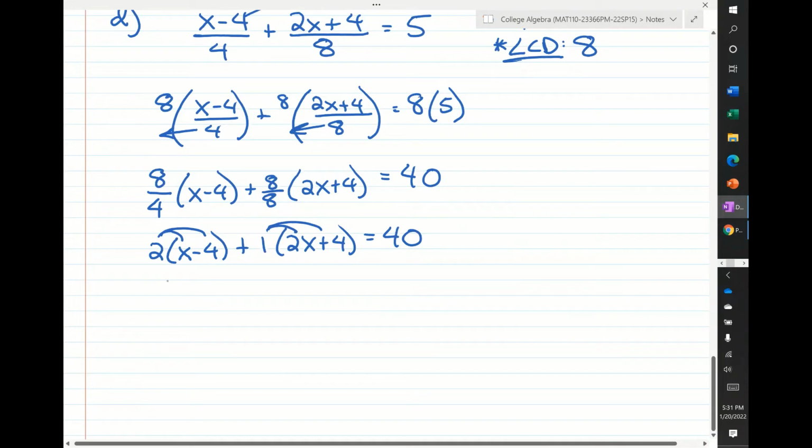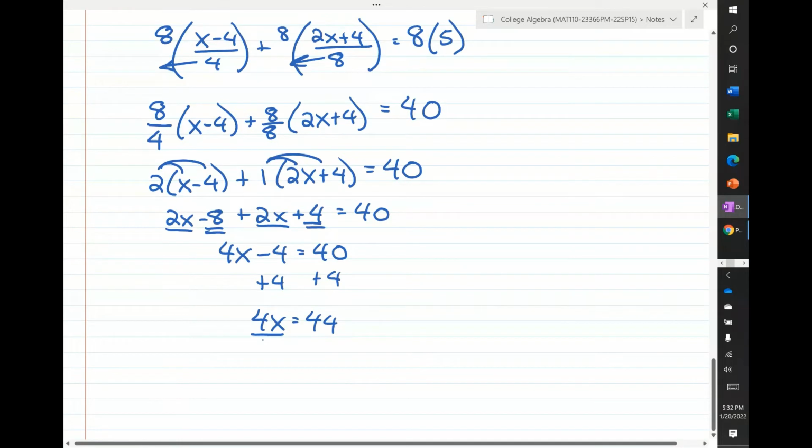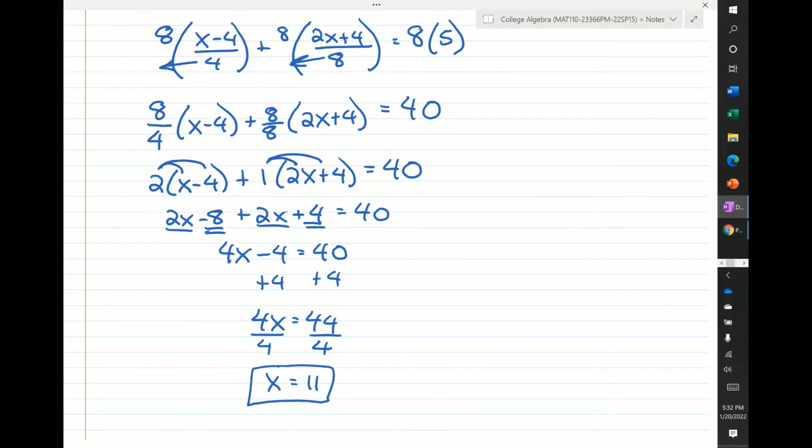I'll distribute. x plus 2x is 4x. Negative 8 plus 4 is negative 4. Add 4 to both sides. And divide by 4. We get x is 11. That's the hardest kind of problem you'll see in this section. So if you could figure out what the least common denominator is, you can go ahead and get rid of the fractions.